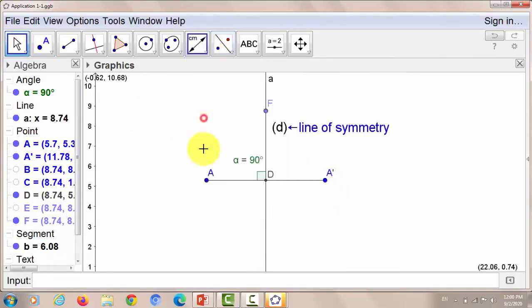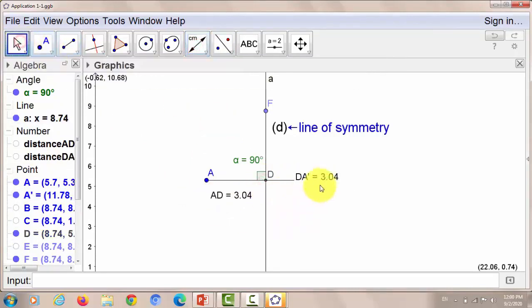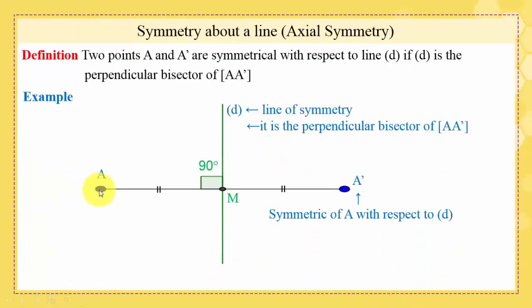Also, I will measure the two segments AD and DA prime. Look here, my students, the two segments are equal to each other, then line D is the perpendicular bisector of AA prime. Example, this is point A prime is the symmetric of A with respect to line D. Then we can say that D is the perpendicular bisector of AA prime.